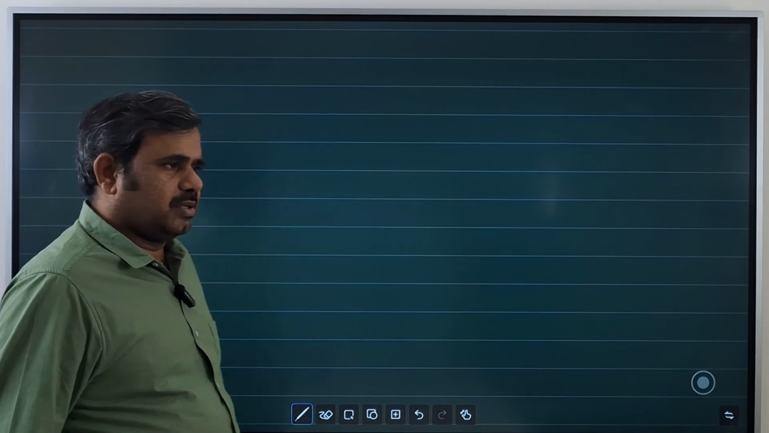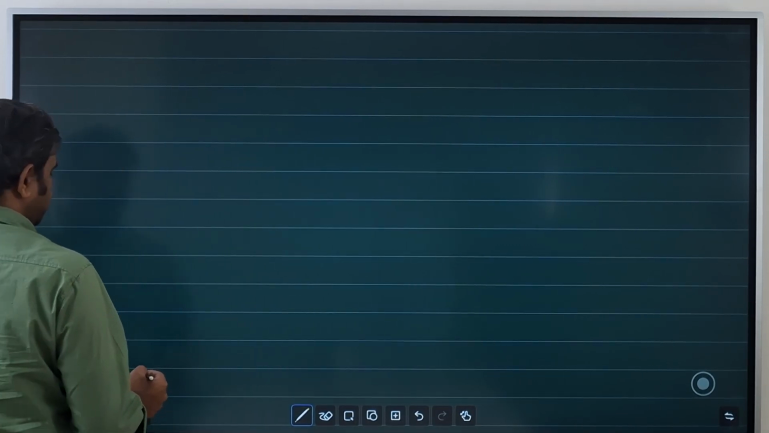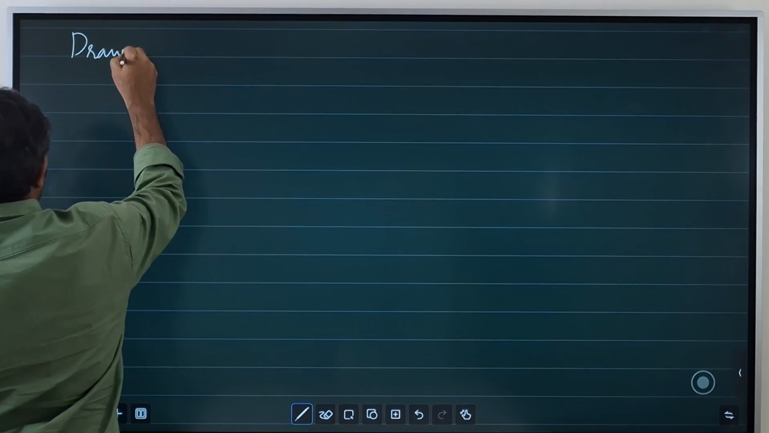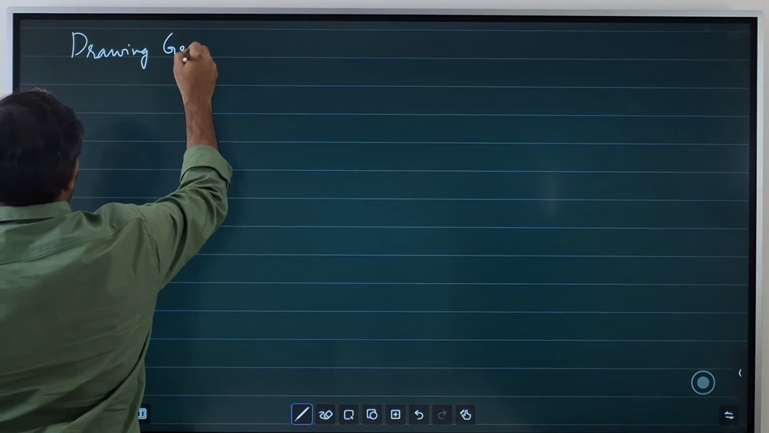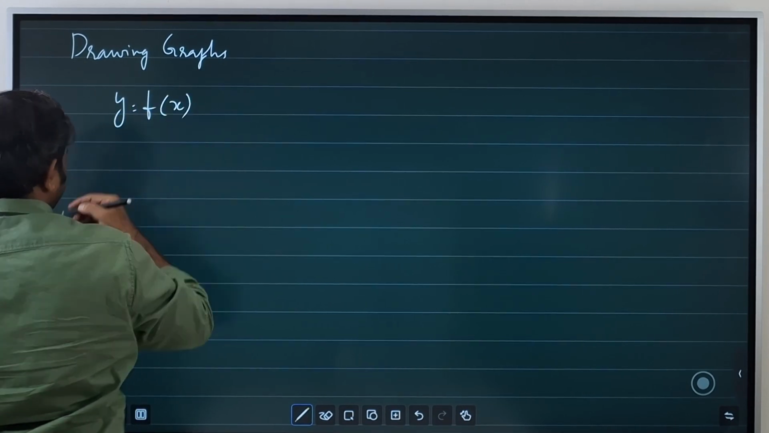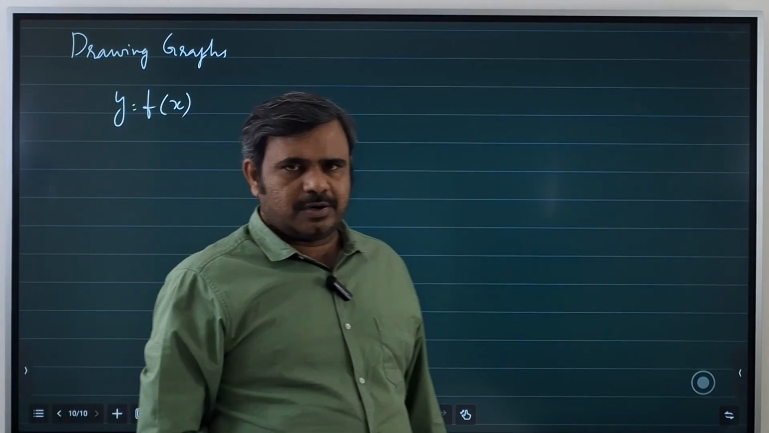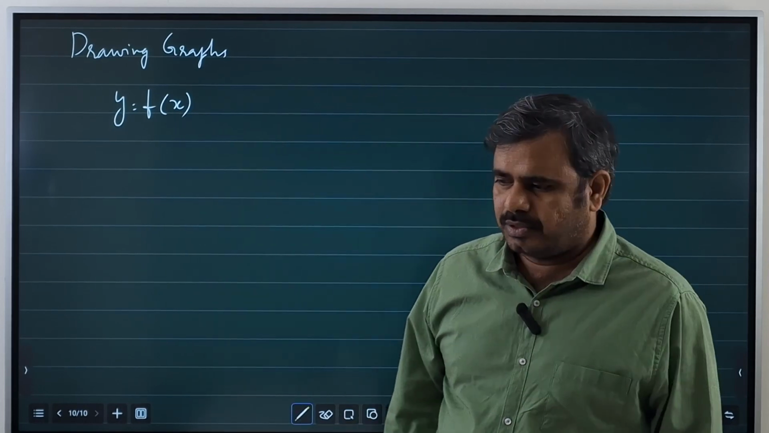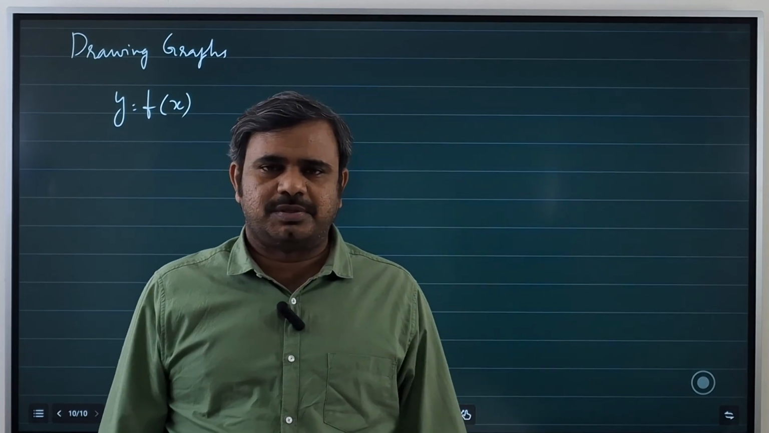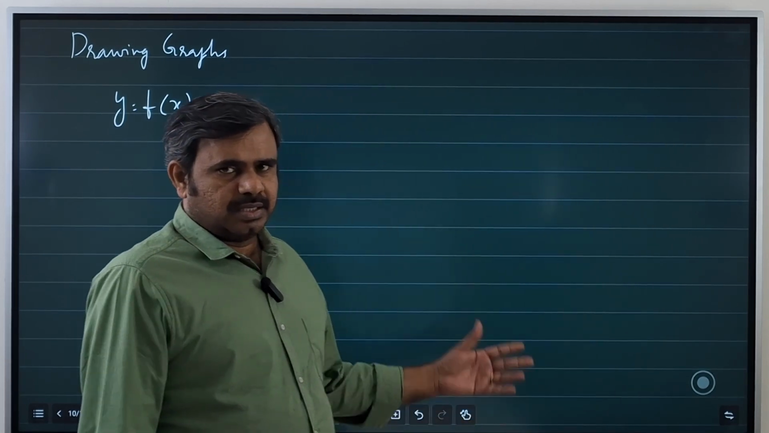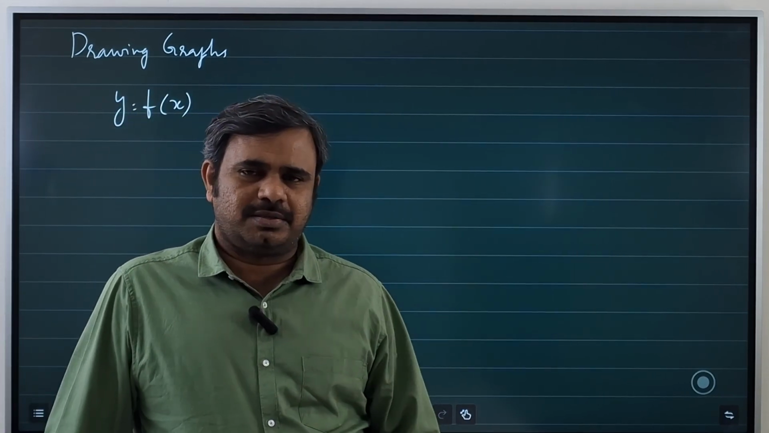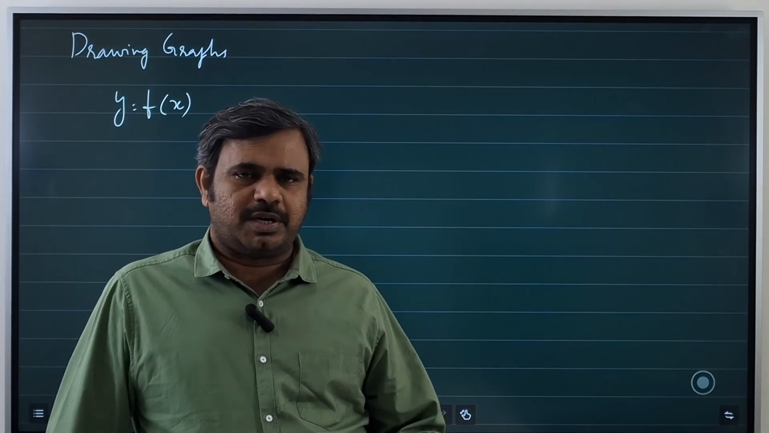Now let us discuss how to draw a graph when a function is given. So when a function is given, how do we draw a graph? A function is basically the relation between two variables, x and y. x is the independent variable, y is the dependent variable. In physics, they are physical quantities. When x changes, y changes.